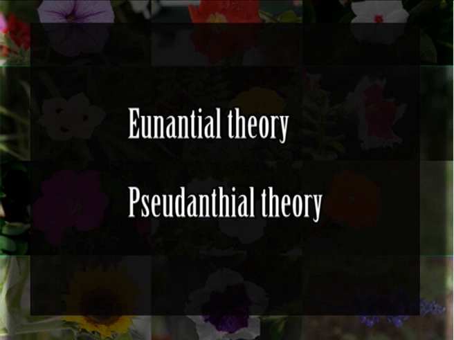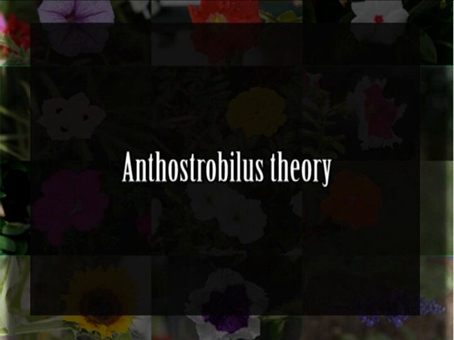Since Darwin's time, many advances have been made, including new fossils and lots of molecular data aimed at solving their mystery. Many theories and hypotheses have been proposed from time to time, and most of them have revolved around two basic theories, which include the Unifying theory and Pseudanthial theory. Now, let us discuss the Unifying theory first. It is also known as Anthostrobilus theory.